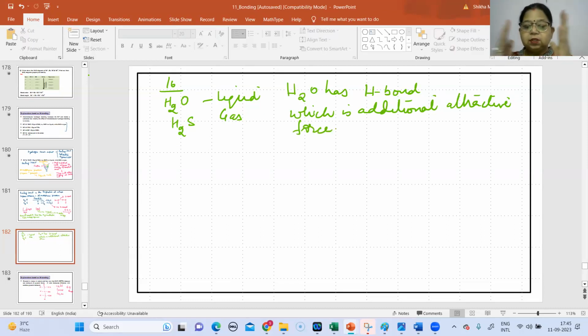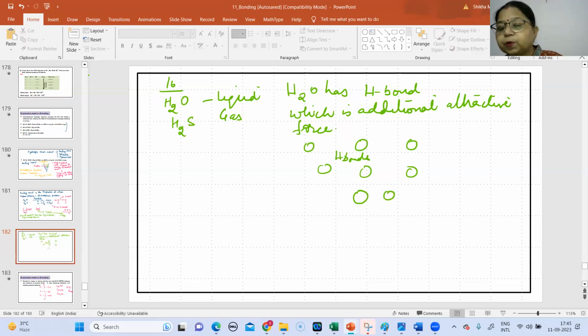So what happens if you apply more force on two things? They will come closer. If I draw water molecules, one here, another here, another here, the moment hydrogen bonds are formed between them, what will happen? They will come closer. The gaps between them will become smaller. That means they may change from liquid state to solid state.